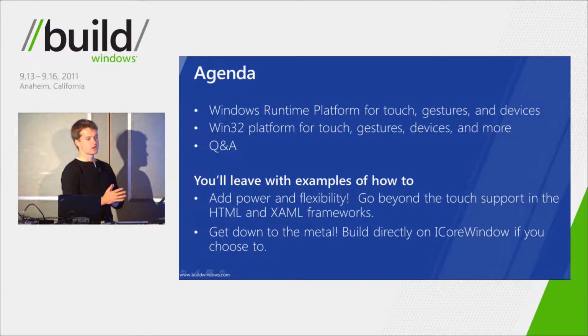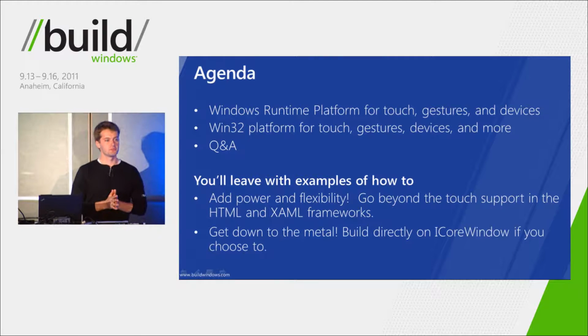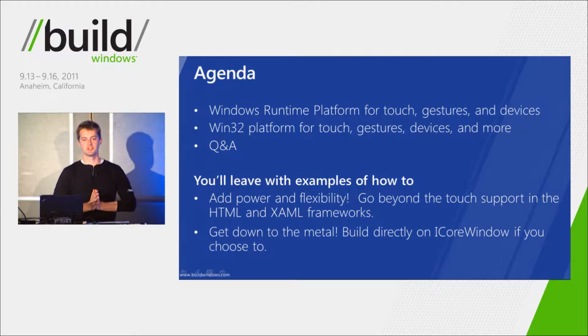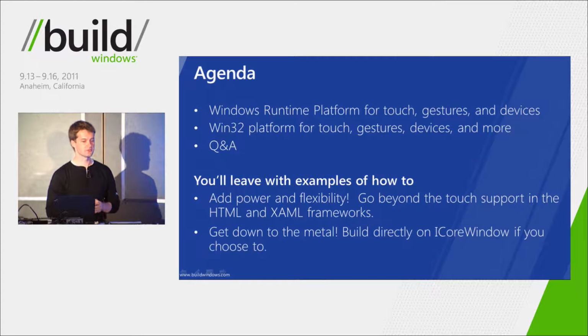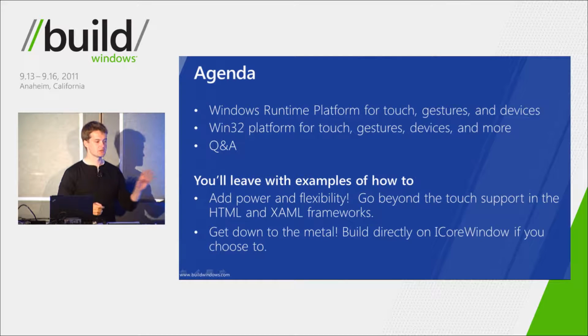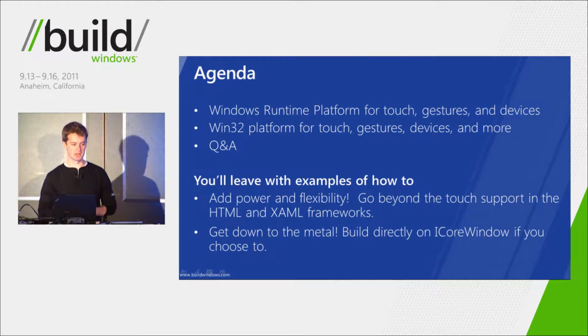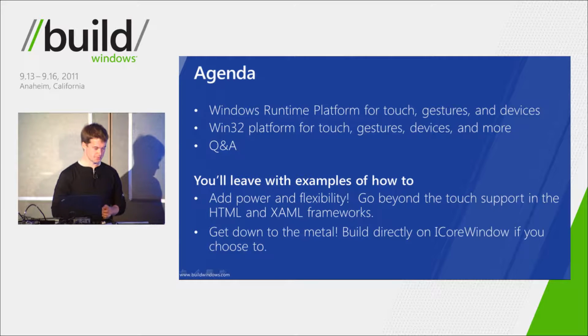The majority of the talk is going to be on the Windows Runtime Platform and specifically the touch and gesture and sort of related areas. We will spend a little bit of time talking about our Win32 APIs. So if you're building a non-Metro app, a desktop app, what's available there for you. And there are some APIs that are Win32 that are also in the Metro SDK, and so those can be used from your Metro apps as well. We'll mention those where appropriate.